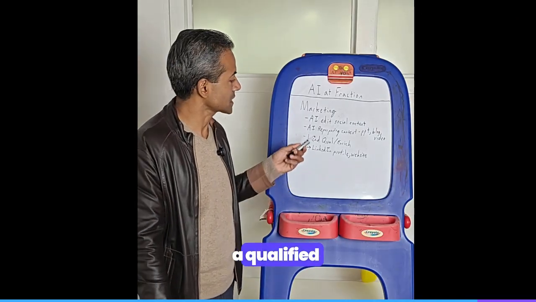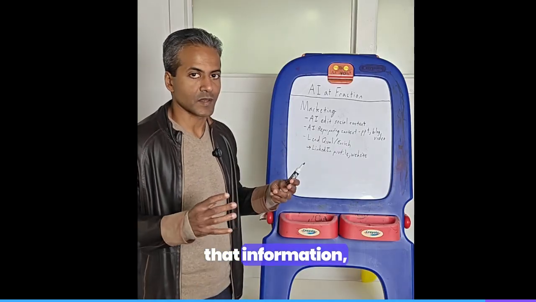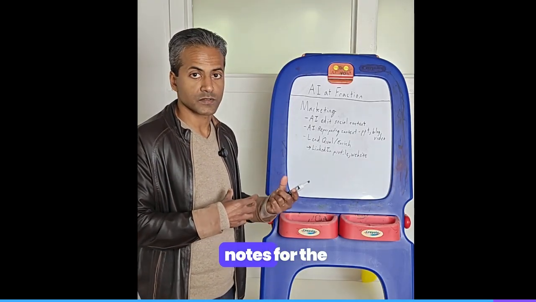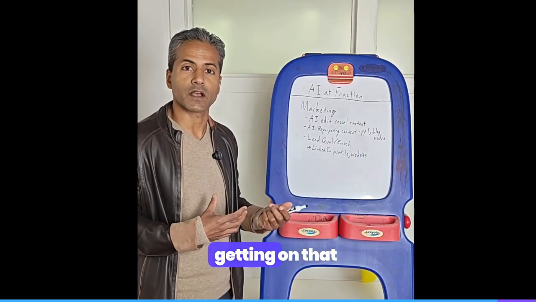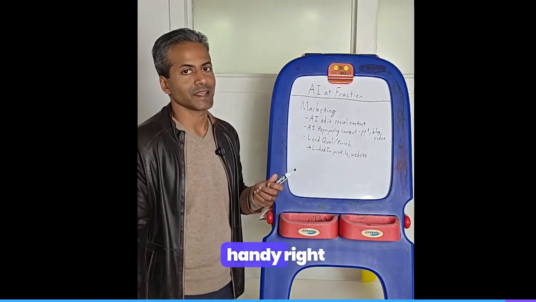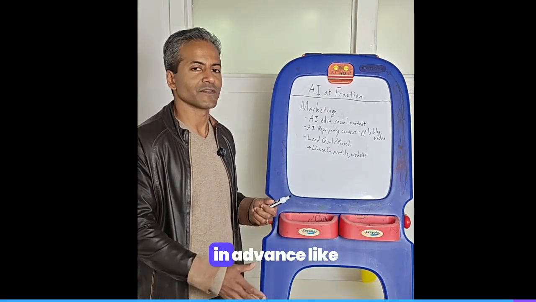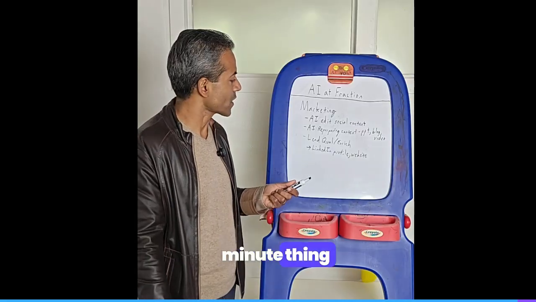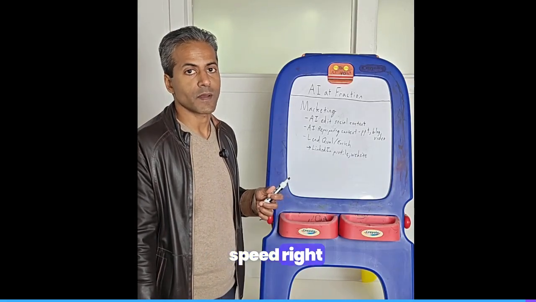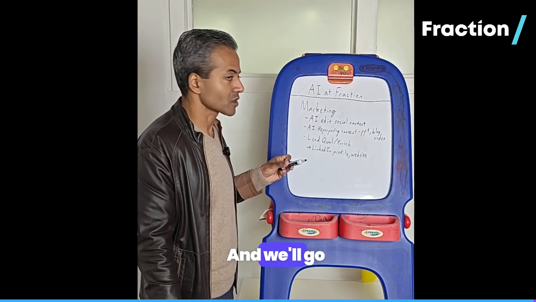in terms of figuring out if that's a qualified lead. And then the second value add there is, once you have all that information, injecting that into the notes for the salesperson or whoever's getting on that call next, or heck, if it's you as the founder, having all of that handy right before you jump on, because inevitably we're never prepared well in advance like we should be. It's the last minute thing quite often. And so having that gets you up to speed right before the call as well. So these are some quick hits on the marketing side, and we'll go into sales next.